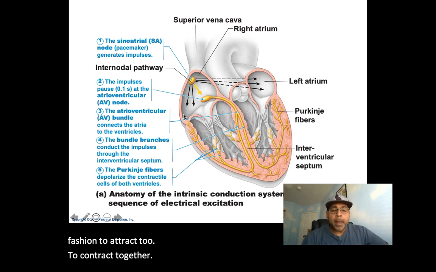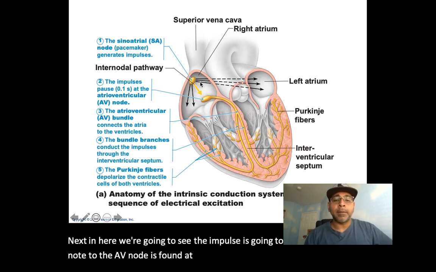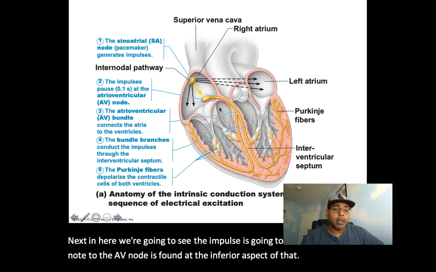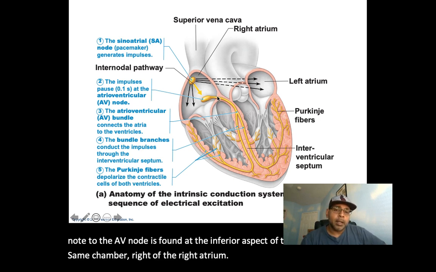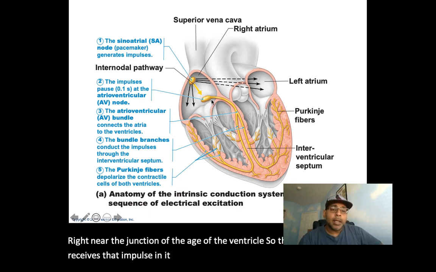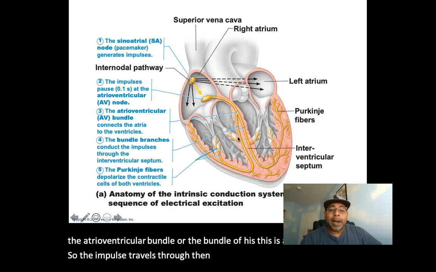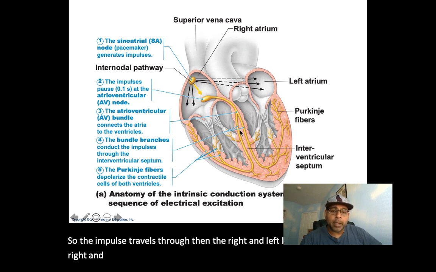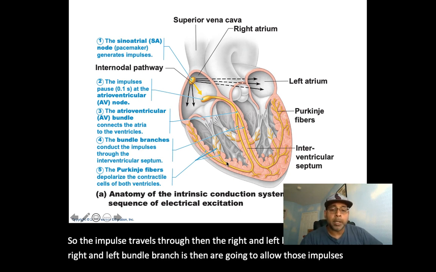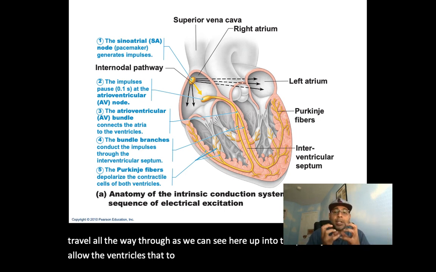Next in here, we're going to see the impulse is going to travel from this AV node. So the AV node is found at the inferior aspect of that same chamber, right, of the right atrium, right near the junction of the atria and the ventricle. So the AV node then receives that impulse and it directs that impulse through the atrioventricular bundle, or the bundle of His, as this is also known. So the impulse travels through then the right and left bundle branches. The right and left bundle branches then are going to allow those impulses to travel all the way through, as we can see here, up into the Purkinje fibers to allow the ventricles then to beat in a coordinated fashion as well.